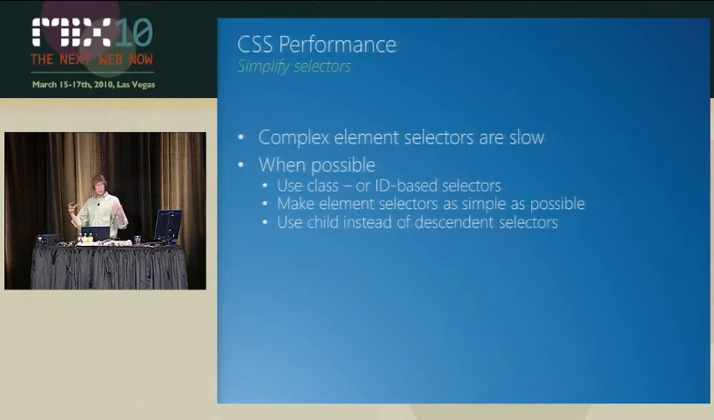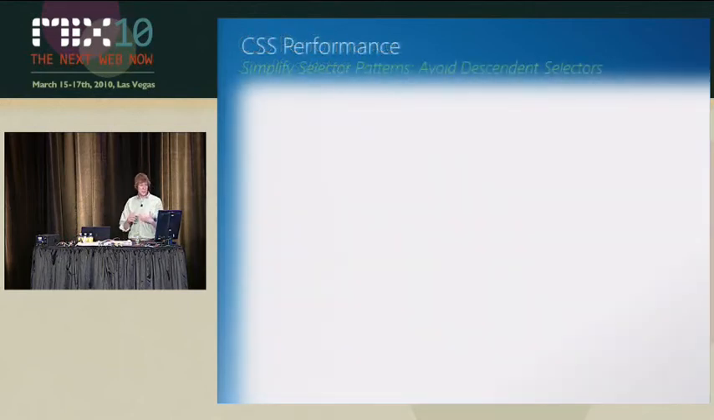This process of applying selectors is extremely complex and in many cases extremely slow, and it happens a lot. There are some things that you can do in your CSS to improve the performance of this. When possible, we recommend that you use class or ID-based selectors over element selectors. We recommend that you make element selectors as simple as possible and use child or descendant selectors when able. Let's take a look at a couple of examples of that.